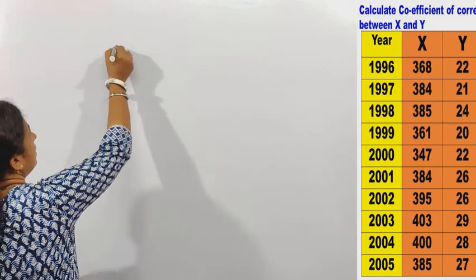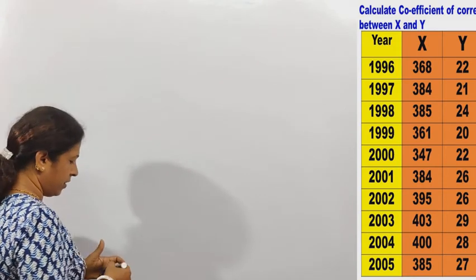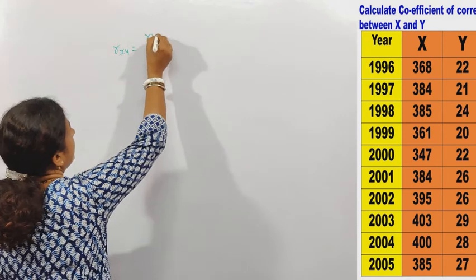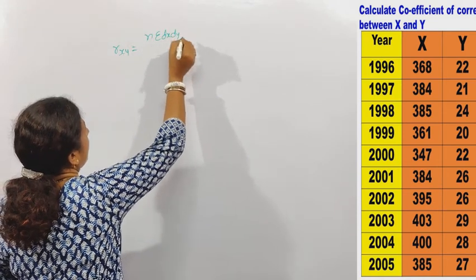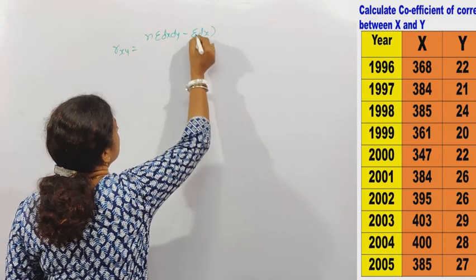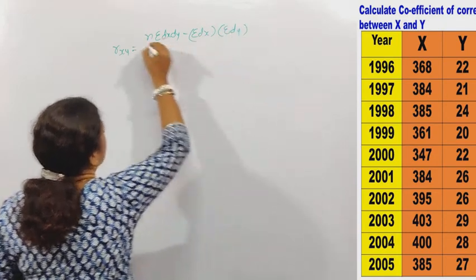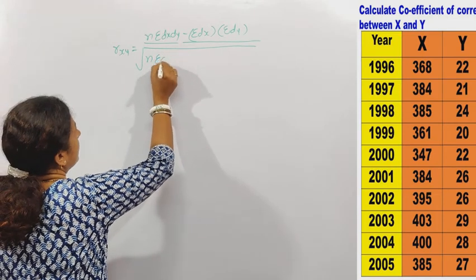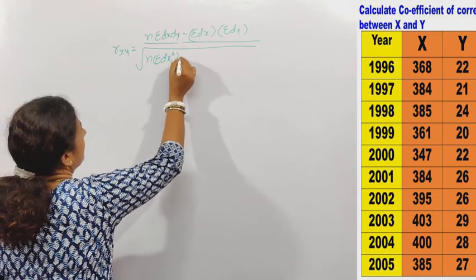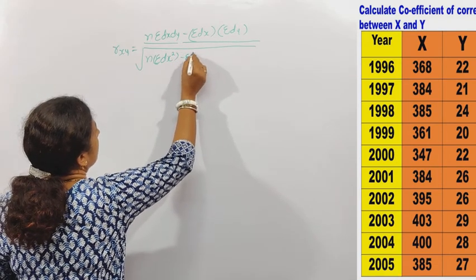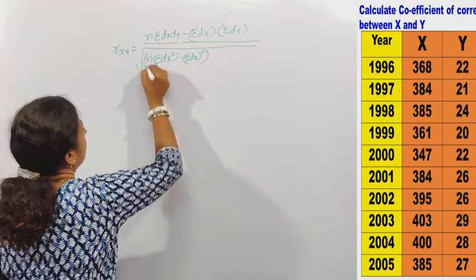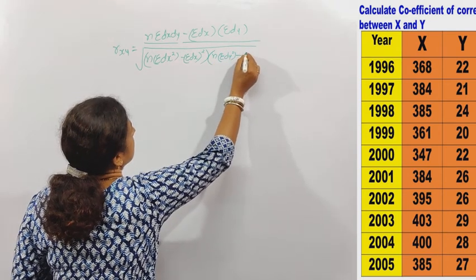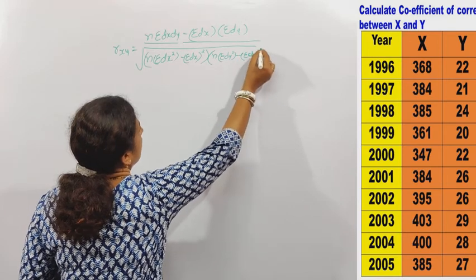So what is the formula? R x y is equal to n into sum of dx dy minus sum of dx sum of dy, divided by root of n sum of dx square minus sum of dx whole square into n sum of dy square minus sum of dy whole square.